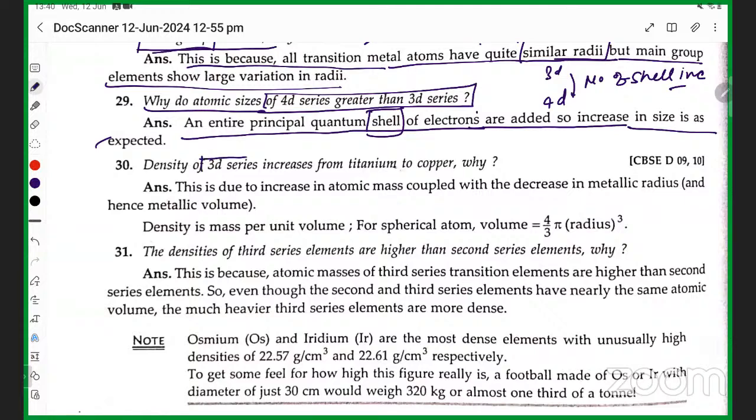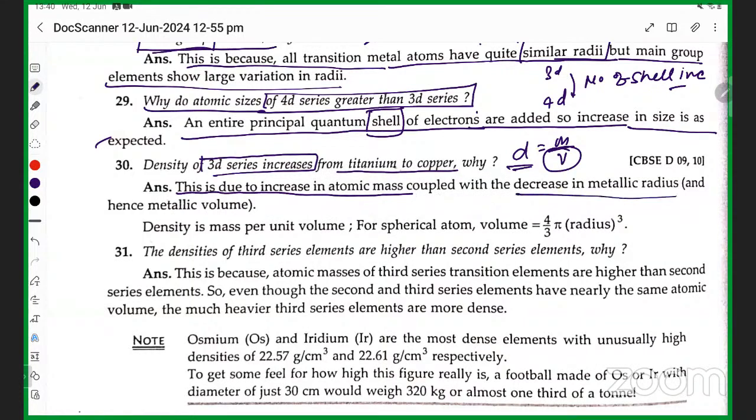The density of 3d series elements increases from titanium to copper. Why? Because size decreases. D is equal to M by V. So volume decreases, size decreases, so density will increase. This is due to the increase in atomic mass coupled with the decrease in metallic radii.